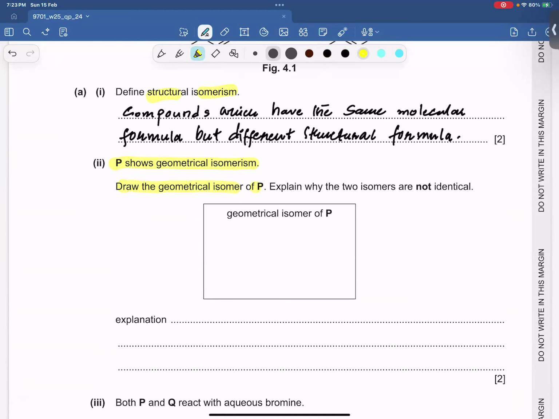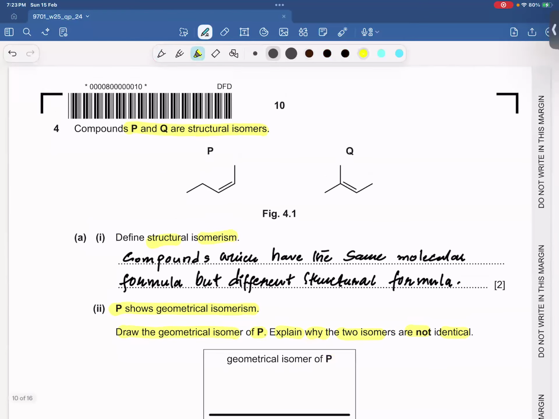P shows geometrical isomerism. Draw the geometrical isomerism of P. Explain why the two isomers are not identical. Okay. So we have one hydrogen on this side and another hydrogen on this side. So two similar hydrogen pairs on the same side of the double bonded carbon atom, which means it is cis. When we have cis, obviously we are going to get trans also.